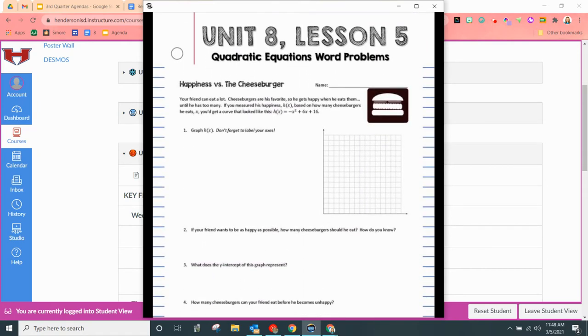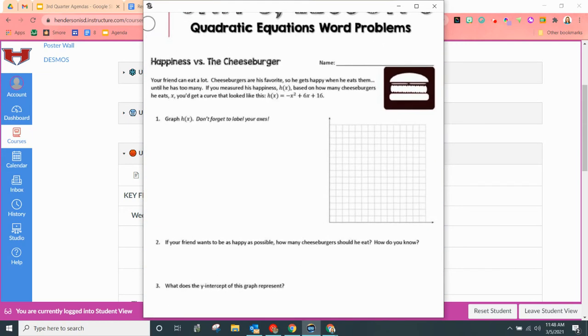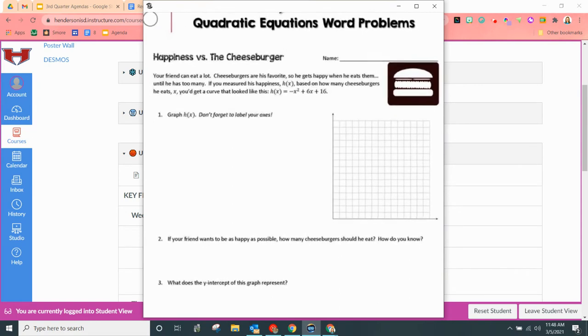After spring break, we'll come back and do that Lesson 4, and then we'll take a little quiz over it. So this is called happiness versus the cheeseburger. Okay, so you have a friend and he can eat a lot, or she can. Maybe it's a she. No, it's a he. It says cheeseburgers are his favorite, so he gets happy when he eats them until he has too many.